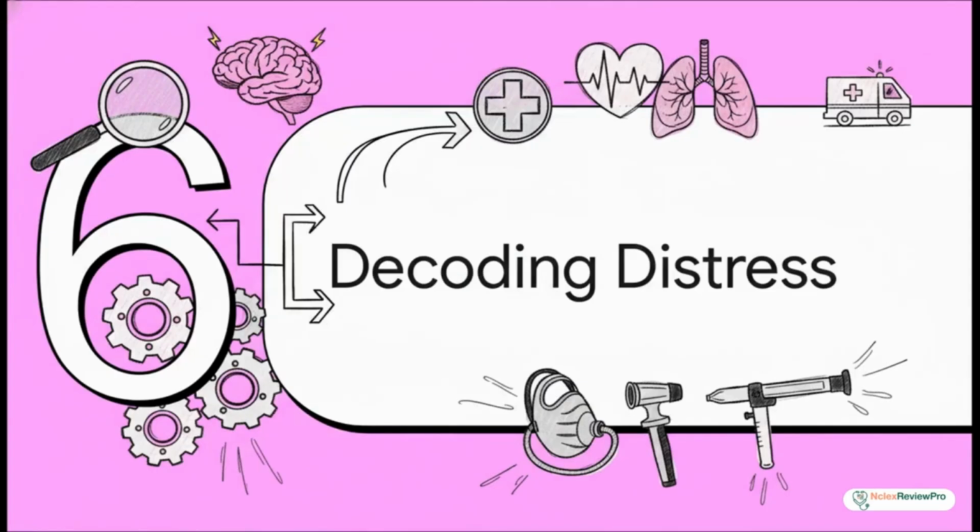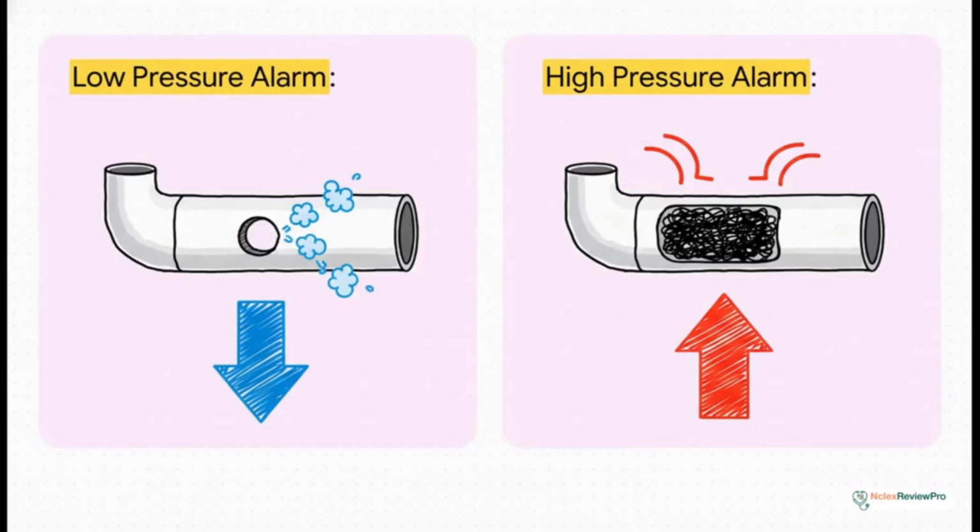So, we've identified the signs, we've used our tools, and we've investigated the suspects. Now let's wrap this all up by decoding what happens when a patient needs advanced help to breathe. So when a patient is on a mechanical ventilator, all those alarms, they're not just noise, they're clues. And it's actually pretty simple to figure out.